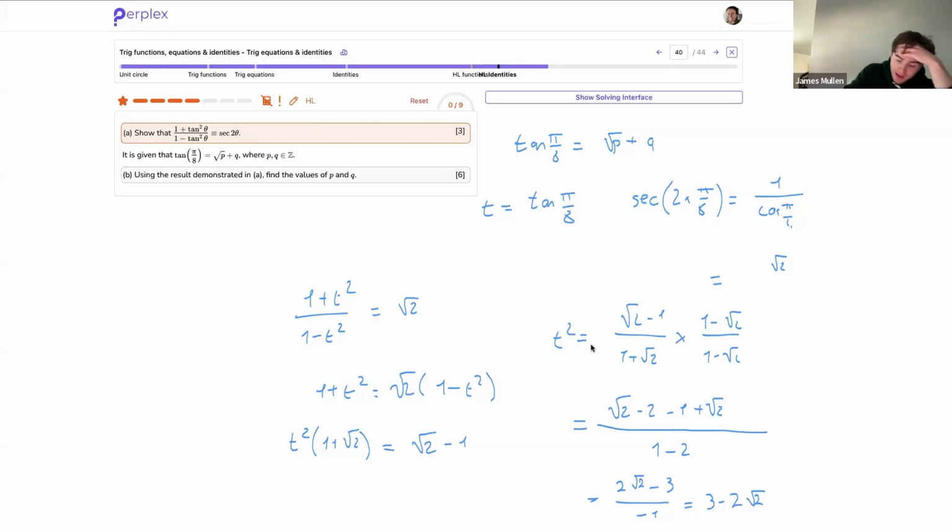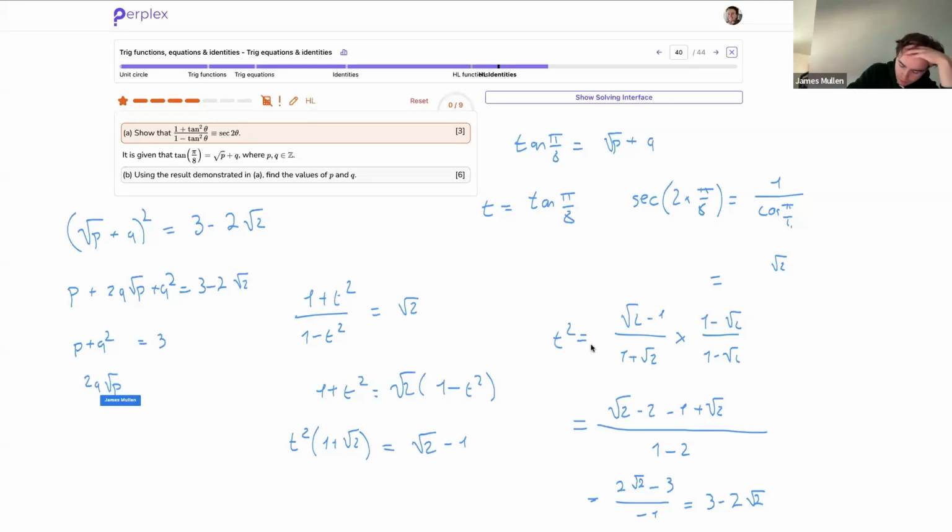Okay? And I'm told that tan of pi over 8 is root p plus q. So that means if I square that, I should be getting 3 minus 2 root 2. If I expand that, this gives me p plus 2q root p plus q squared is equal to 3 minus 2 root 2. So I can say that p plus q squared is equal to 3, and 2q root p is equal to minus 2 root 2.